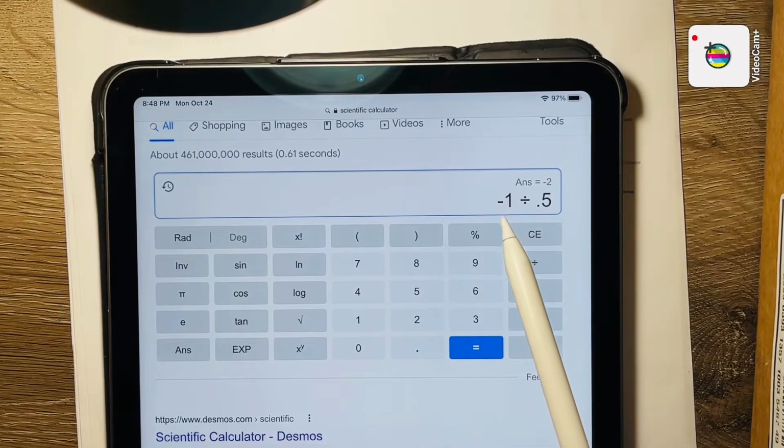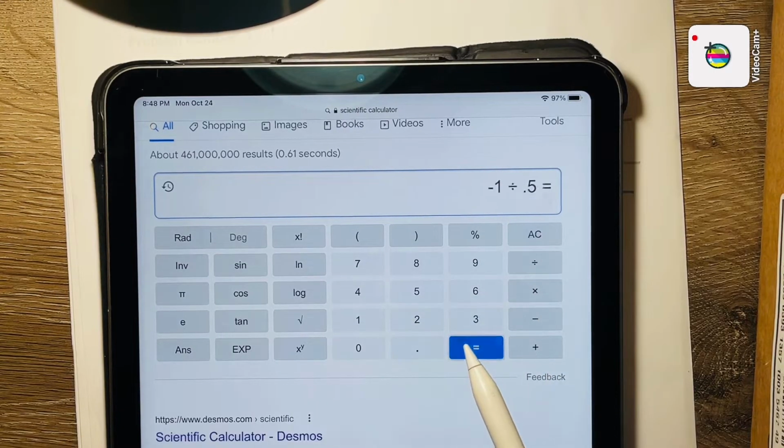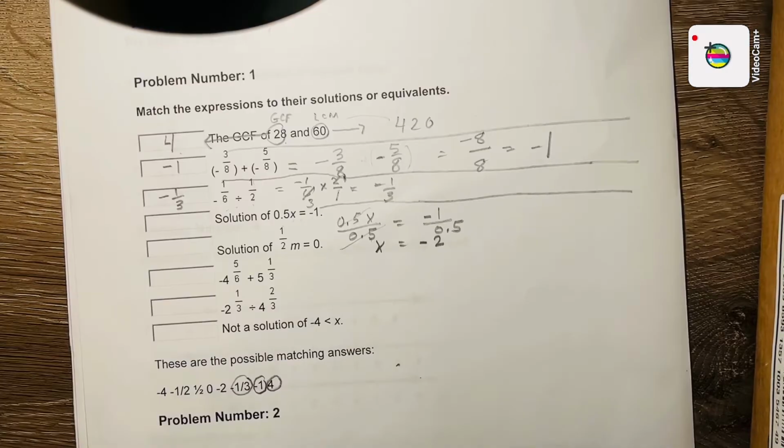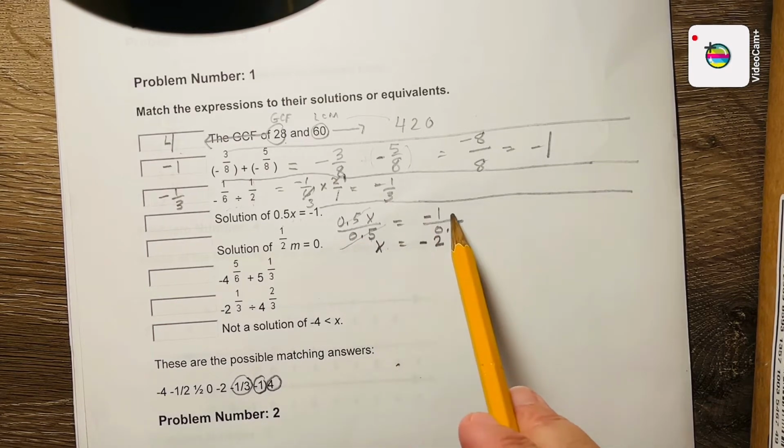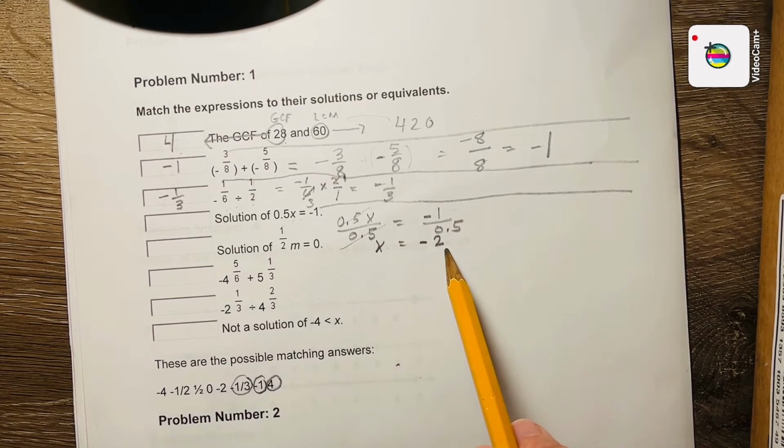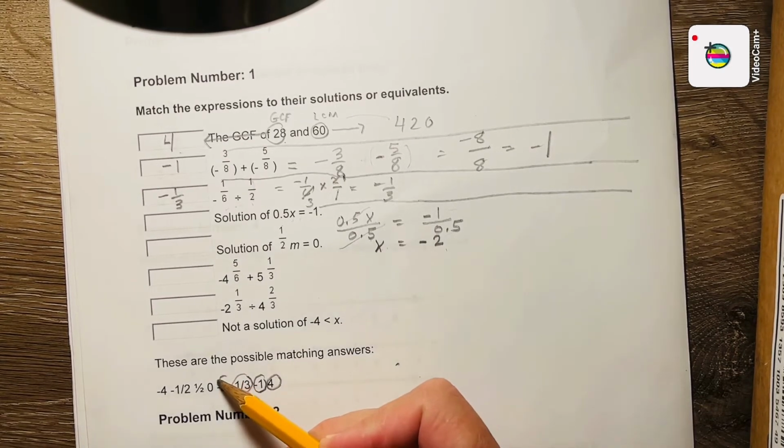Okay, and that means negative 1 divided by 0.5. The answer is negative 2. So it will look like this. These are gone, you just have x. This becomes negative 2, which is right here.